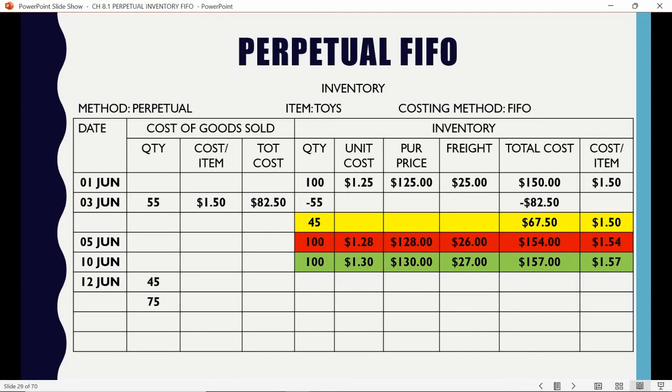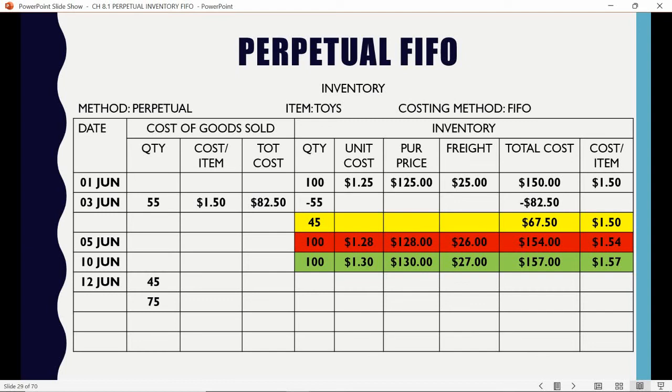I'm going to sell my 45 because using the rules of FIFO, that's my first batch that I still have remaining from my purchases on June 1st. So in this case, I'm going to get rid of 45. But that means I need to get a grand total of 120. So 120 minus 45 is going to give me 75, and that means I need to dip into another batch of inventory.